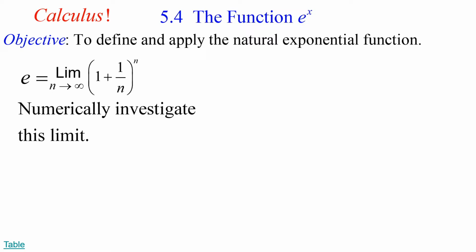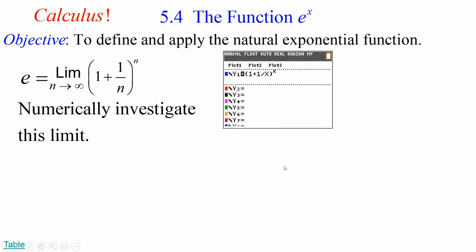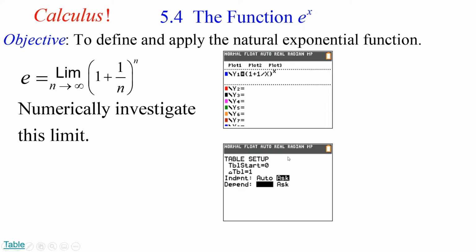That means you get to use a calculator and technology. So here's what we're going to do. I want you to take this expression, 1 plus 1 over n to the n power, and put it in your calculator as y sub 1: 1 plus 1 over x, that quantity, to the x power. And then you're going to have your calculator do a table for you. So again, go to your table setup, and you want to be able to put in any x that you want to determine this limit right here.